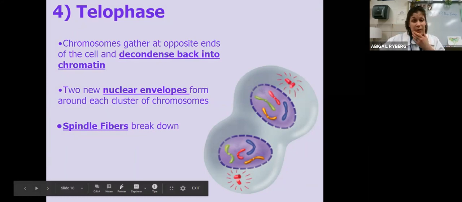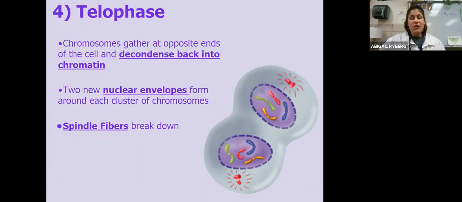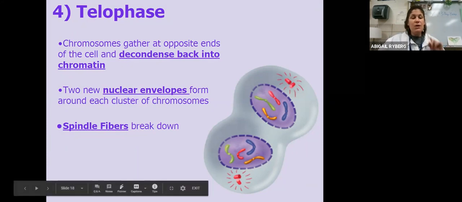The spindle fibers break down. Those pink lines that were moving across the cell have done their job. Nothing else needs moved or shimmied around, so the spindle fibers get broken down. Notice that in telophase, these two nuclei are still within one cell membrane, so this is still what we consider one cell.